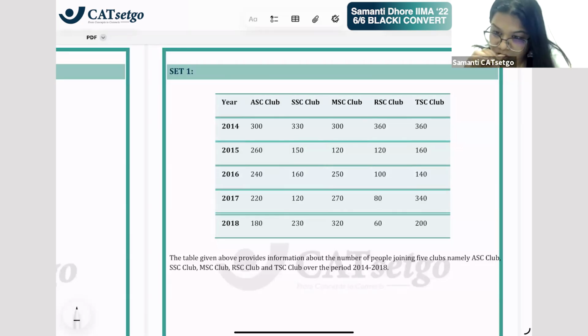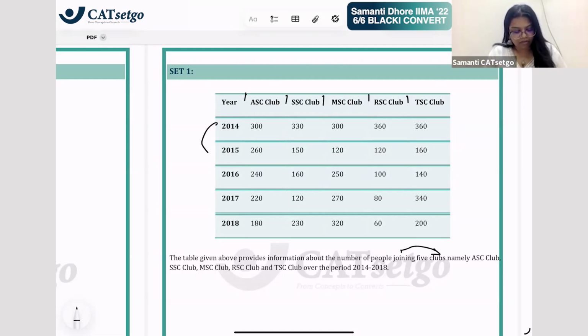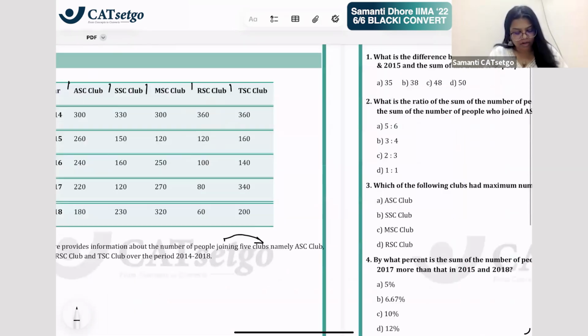All right. So let us solve this first set, है ना? यहाँ पे उन्होंने क्या बोला है? Number of people joining 5 clubs. So we have 5 clubs, 1, 2, 3, 4, 5, and year wise these are the number of people who have joined the club. ठीक है? Now basis this, let us look at what kind of questions are asked.